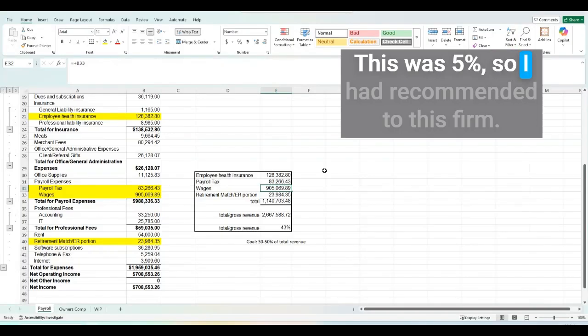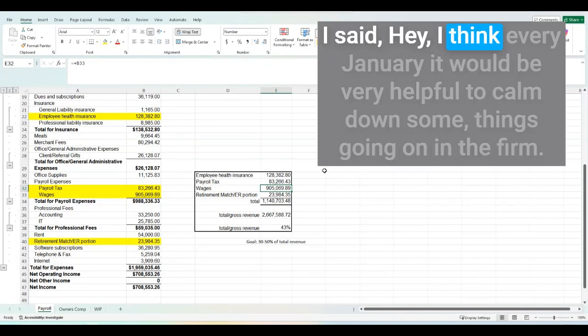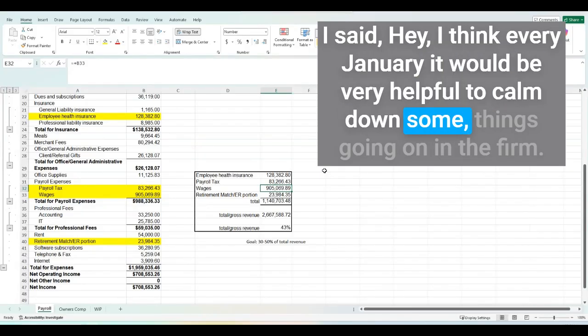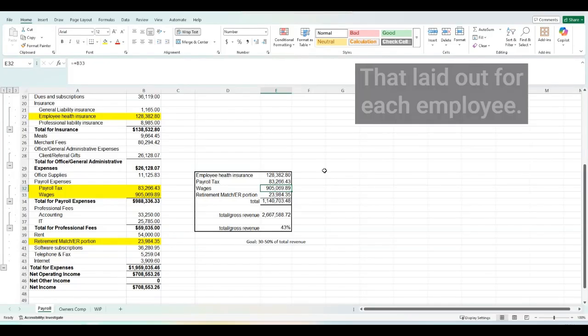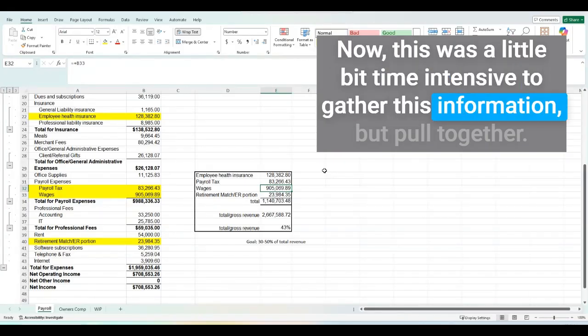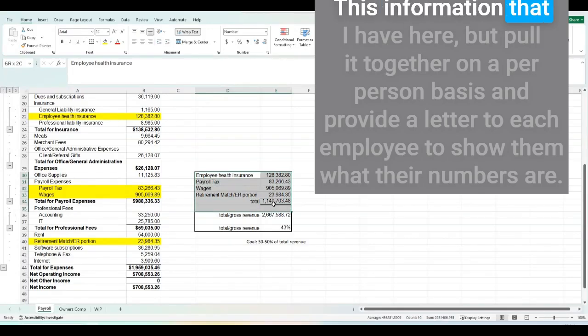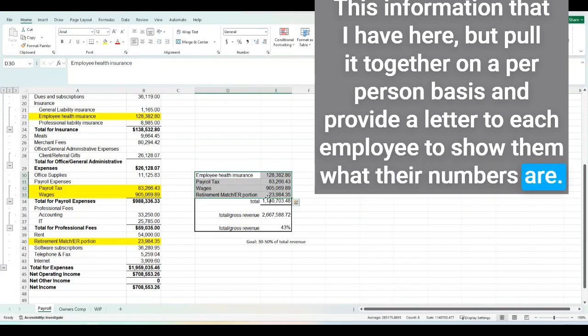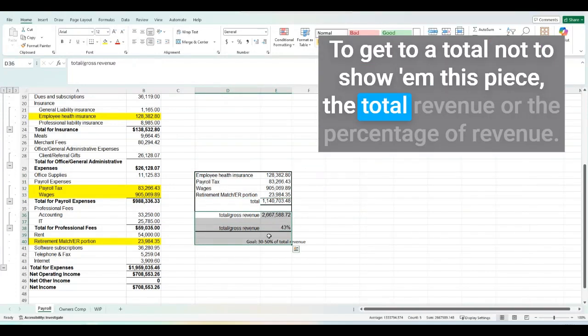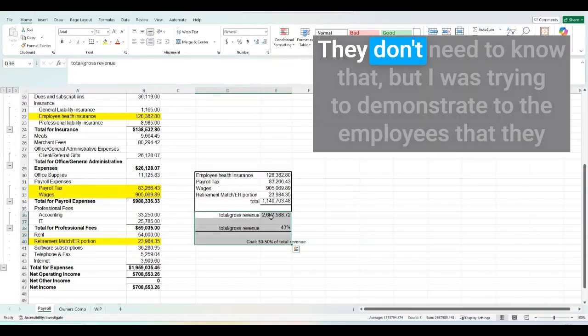So I had recommended to this firm, I said, hey, I think every January it would be very helpful to calm down some things going on in the firm, some talk, if you put together a letter that laid out for each employee. Now, this was a little bit time intensive to gather this information, but pull together this information that I have here on a per person basis and provide a letter to each employee to show them what their numbers are to get to a total. Not to show them the total revenue or the percentage of revenue. They don't need to know that.